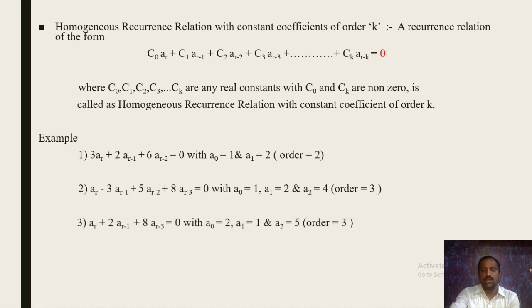Okay, let us look at this example. AR plus twice AR minus 1 plus 8AR minus 3 is equal to 0 with initial conditions A0 equal to 2, A1 equal to 1 and A2 equal to 5. Here A0, A1 and A2 are called initial conditions, which we are going to see in the remark, that is the next point. Now the AR term is present, that means C0 is not equal to 0, and the maximum number subtracted from r is 3, and also the RHS is 0. So this is a homogeneous reconciliation with constant coefficients of order K equal to 3.